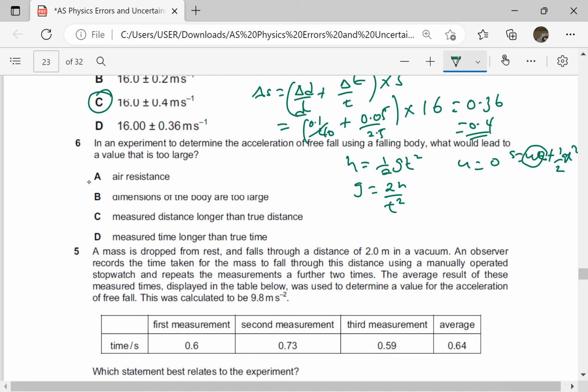So what would lead to a value that is too large? Number one, air resistance. Number two, dimensions of the body are too large. Number three, the measured distance is longer than the true value. g is directly proportional to the measured distance h. So if the measured distance is longer than the true value, it means g will be larger than normal. So the answer is going to be C.